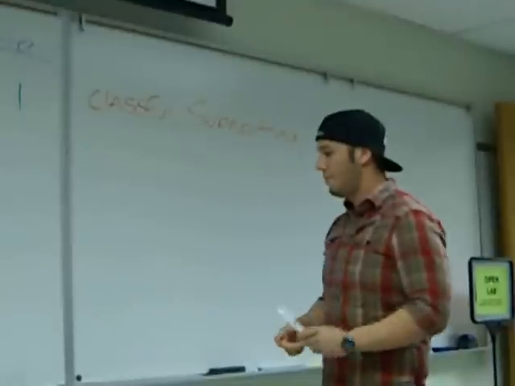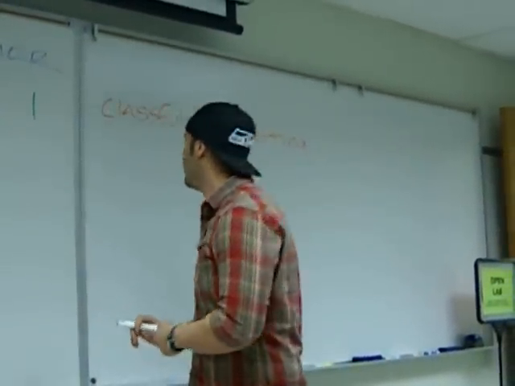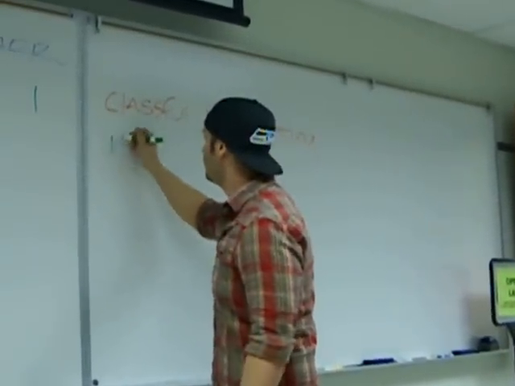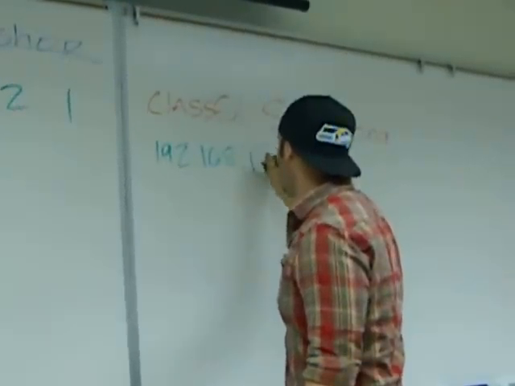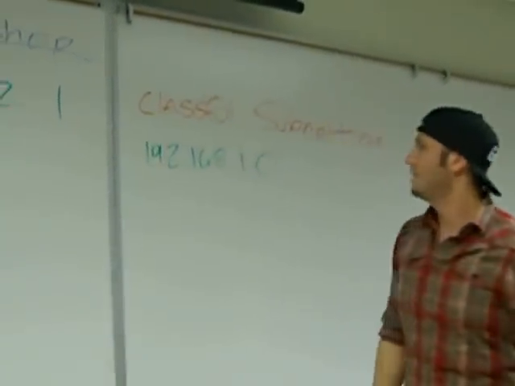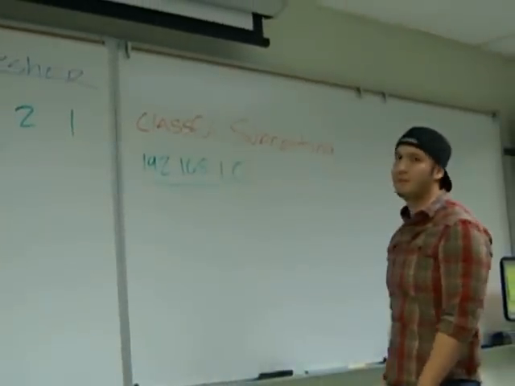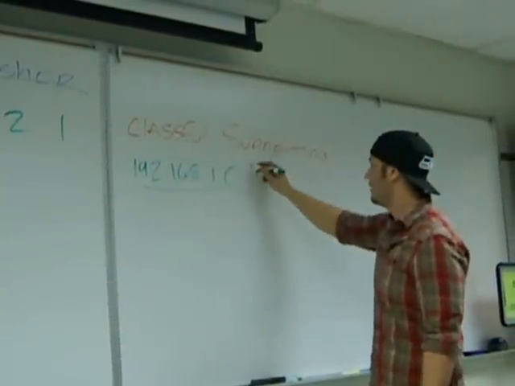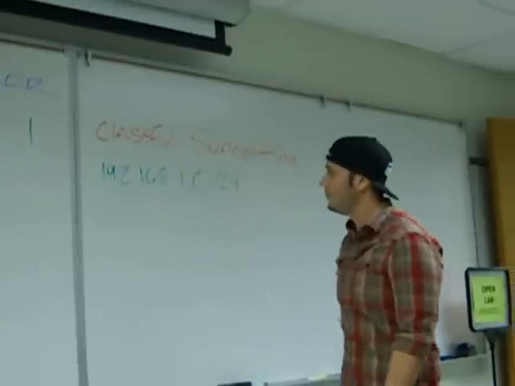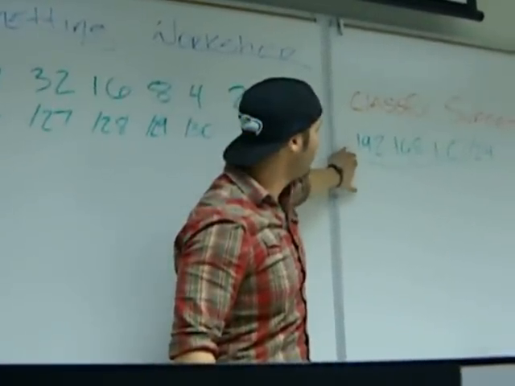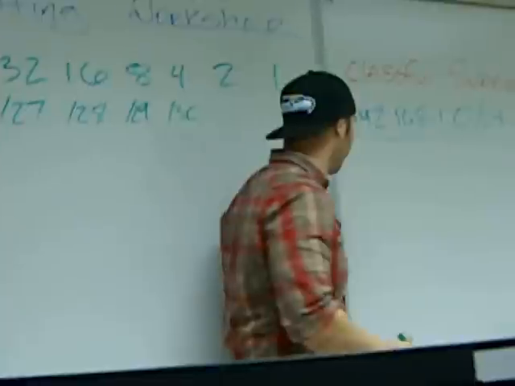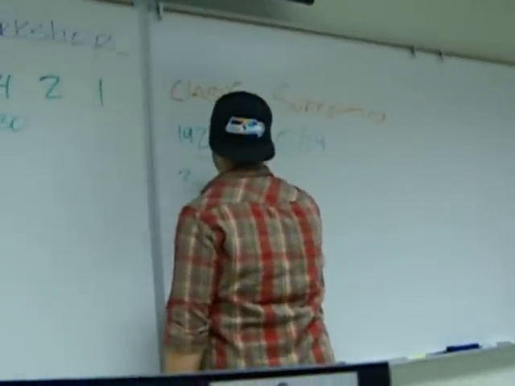Let's say Mr. Dalton told us to go ahead and subnet this address, 192.168.1.0. So that's going to be what's called our network address. And let's say it's a /24. So let's say he also wants 3 subnets using this network address. And if he wants 3 subnets, he's going to want 50 hosts in each one. So I'll go ahead and put that 3 subnets.